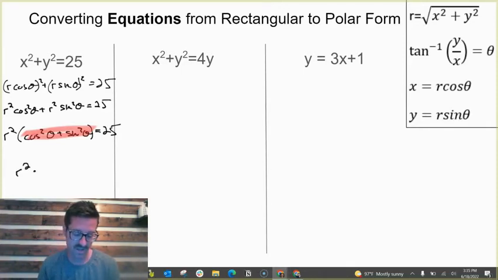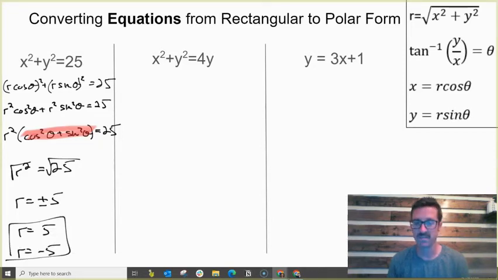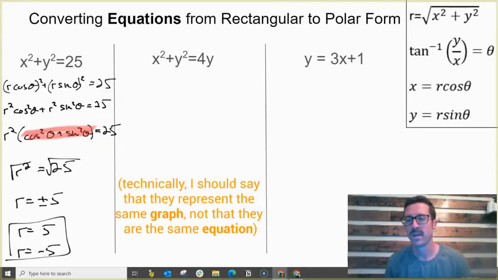So this is really just r squared times 1. And anything times 1 is just itself. So we have that r squared equals 25. Or we could take the square root of both sides and get that r equals plus or minus 5. So in polar form, the equation r equals 5 is equivalent to the equation r equals -5. Those are the same equation. Those would both be a circle with a radius of 5.